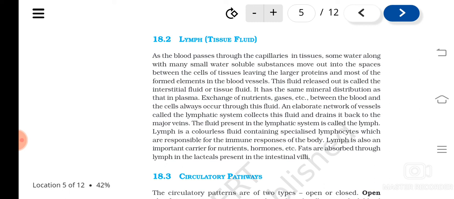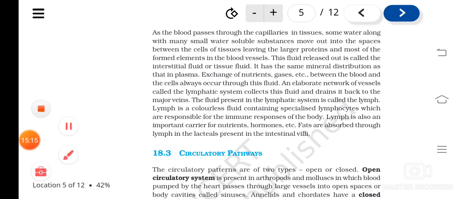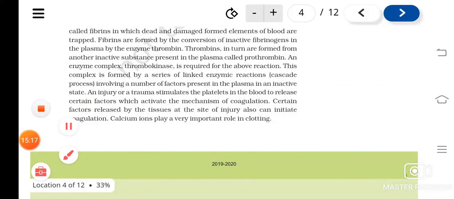So the lymphatic system is another system. Actually, two systems operate for transport: the lymphatic system and the blood circulatory system. The lymphatic system consists of lymph nodes, lymph vessels, etc. So I hope this much is very clear.